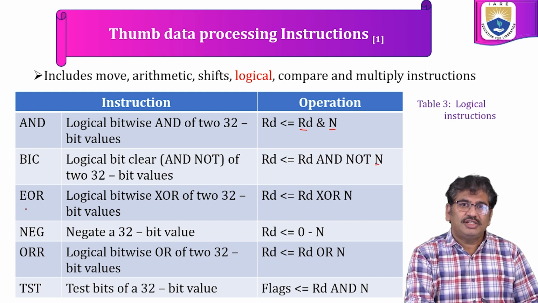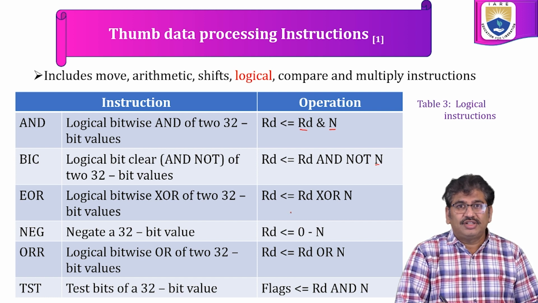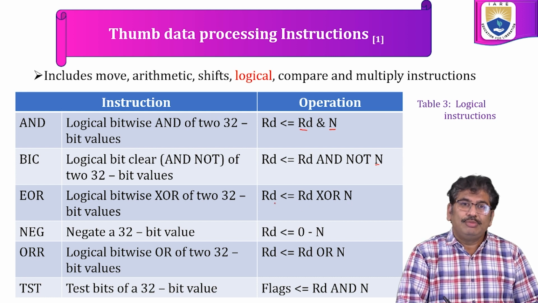The next instruction is EOR instruction, where EOR will perform the logical bitwise XOR of two 32-bit values. This instruction will perform a bit by bit exclusive OR operation between the register RD and the N value, where N is an immediate data or any register RM, and the result will be copied into RD register.